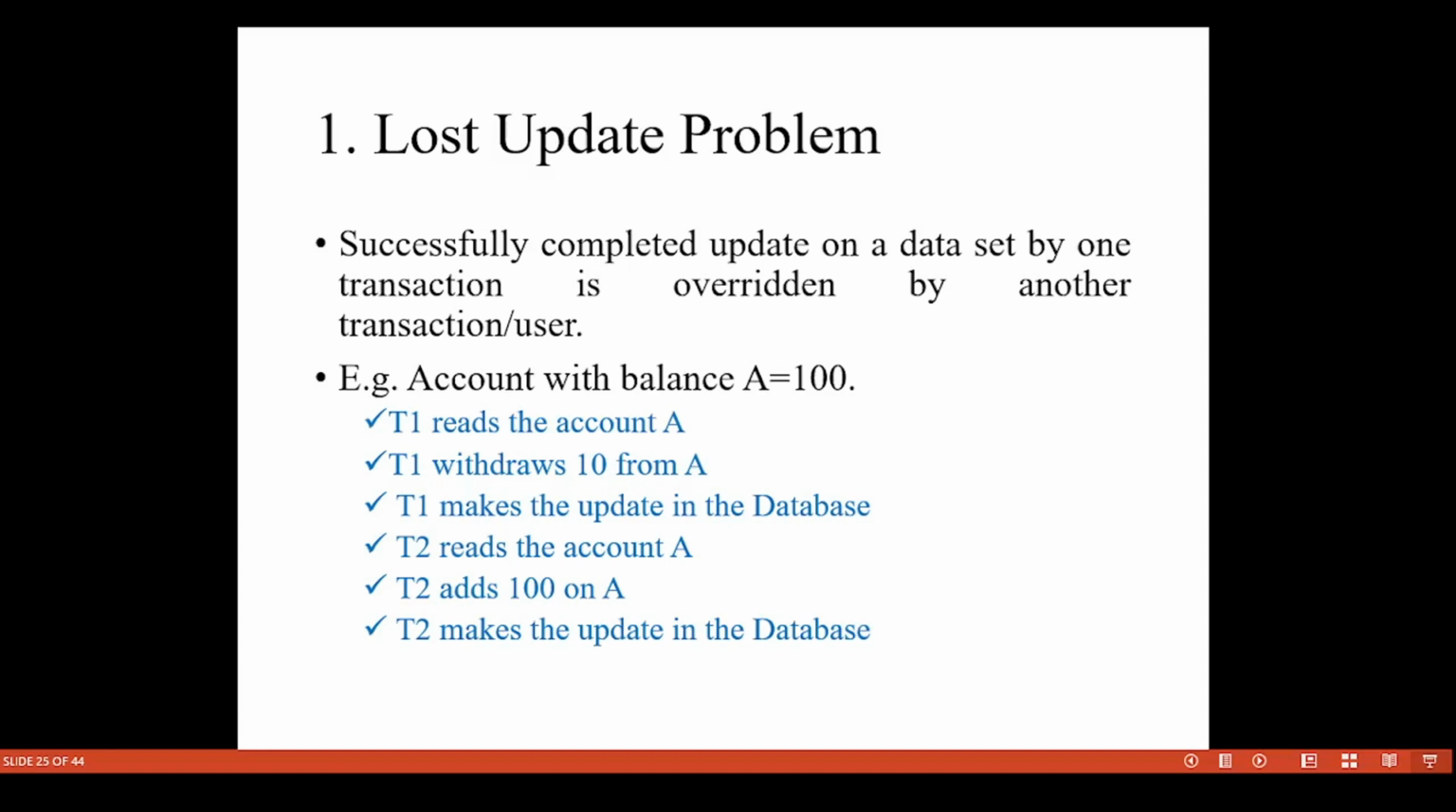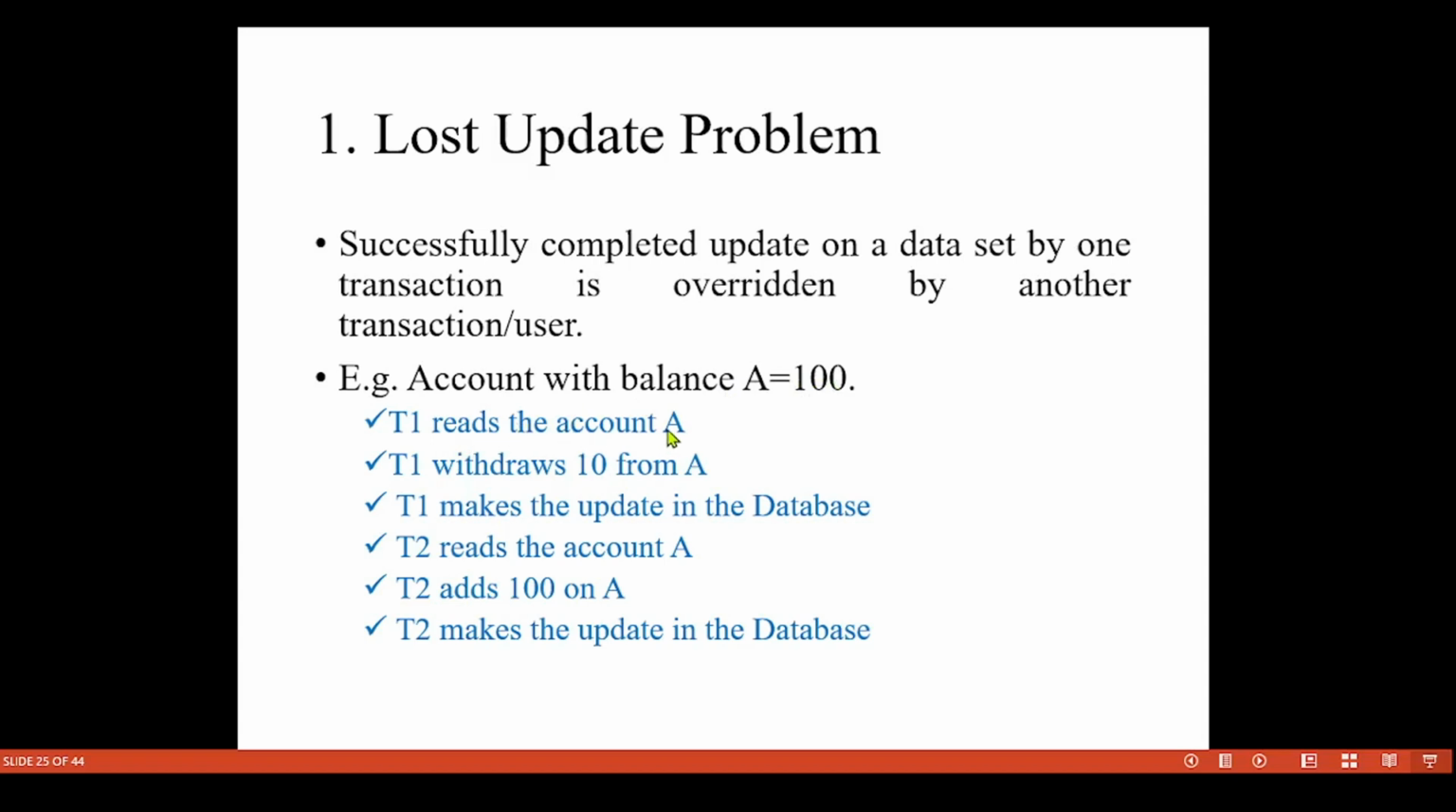The first one is the lost update problem. A successfully completed update of a data set by one transaction is overridden by another transaction before completion of the first transaction. The other transactions access the data items simultaneously. For example, access an account with balance A, which equals 100.